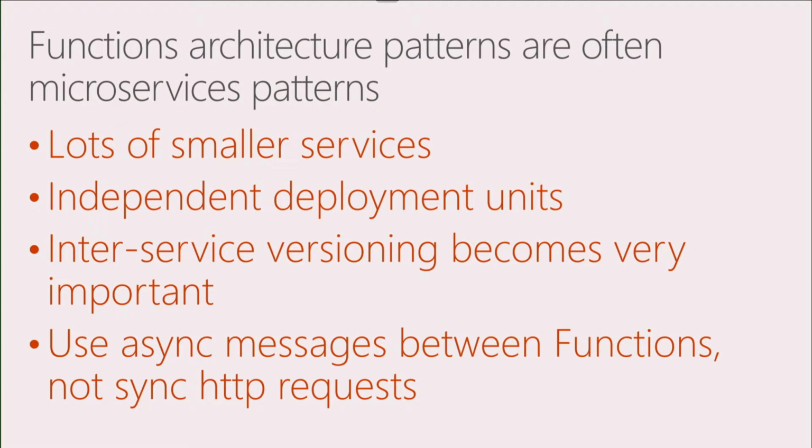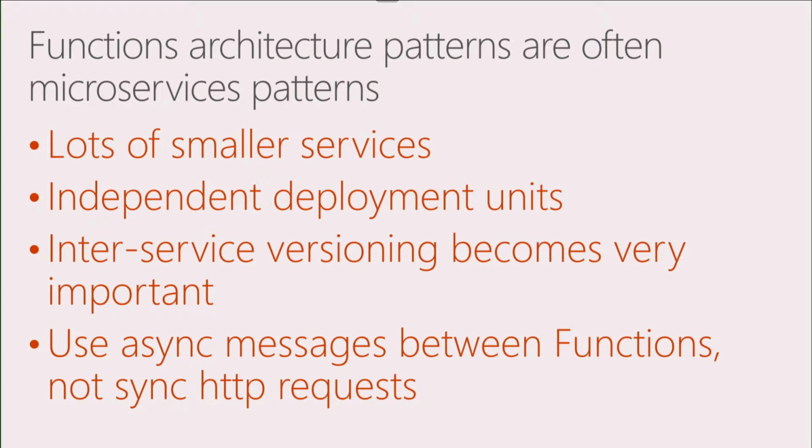The function architecture patterns themselves often end up being then microservice patterns, right? You're going to have lots of smaller services that should, for the most part, try to stay as loosely coupled as possible. They can be independent deployment units if you want to. They can also be in the same deployment unit, but for the most part, I can go ahead and have them very, very independent from each other. If you're going to have them talking to each other, you have to worry about versioning between those services. So you have to be thinking about when I update this service and I have a queue that's working between the two of them, how are they going to still communicate together?